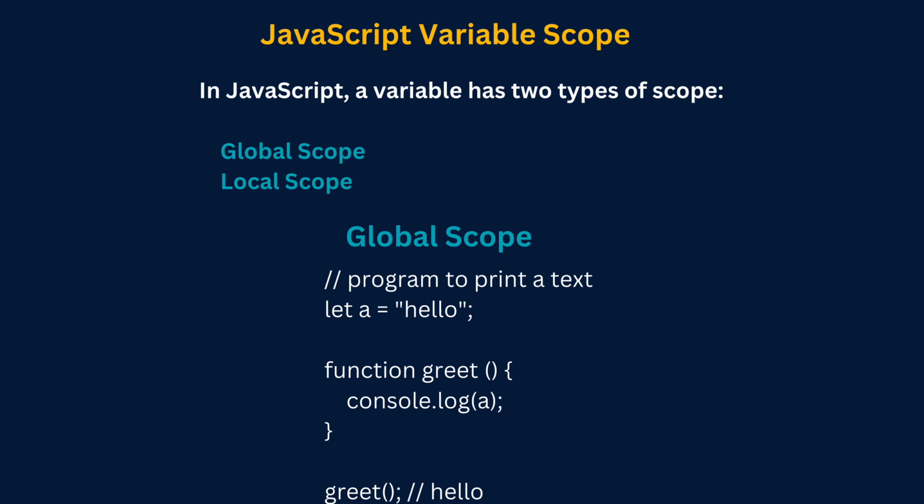Now see one important topic here, global scope and local scope. Here you see let a equal to hello. Here you can print a, and here you can call the function, it will print a. So a is accessible to this function because this variable is created globally.